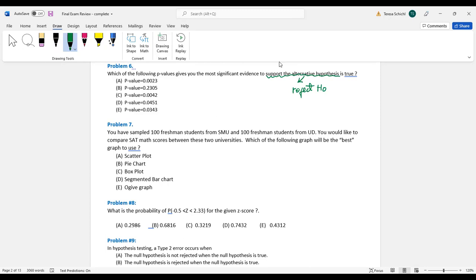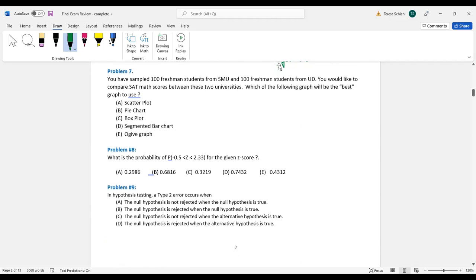So what is the p-value? We know the smaller the p-value, the stronger the evidence to reject H0, right? So I want to have stronger evidence to support the alternative. I want to have the smaller p-value here. So if you compare all these numbers, which one is the smallest one? It's the A here, right?